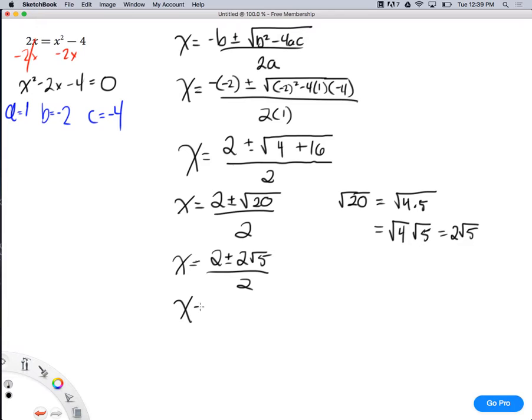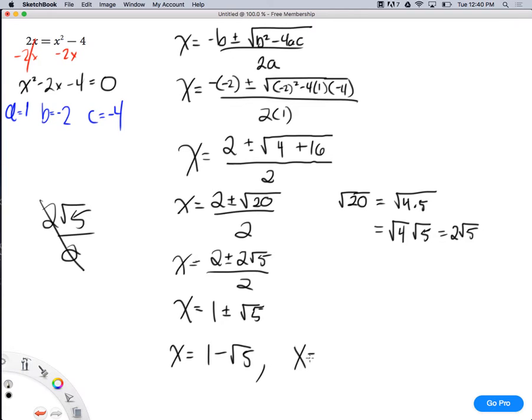We get x equals, what's 2 divided by 2? 1. Plus or minus 2 radical 5 over 2 is just radical 5. If you can't see that, look. 2 radical 5 over 2, they just cancel out, right? So I end up with 1 plus or minus radical 5, which I break apart to x equals 1 minus radical 5, and x equals 1 plus radical 5. Does that make sense to you guys? Do you see the process? You see what we did?